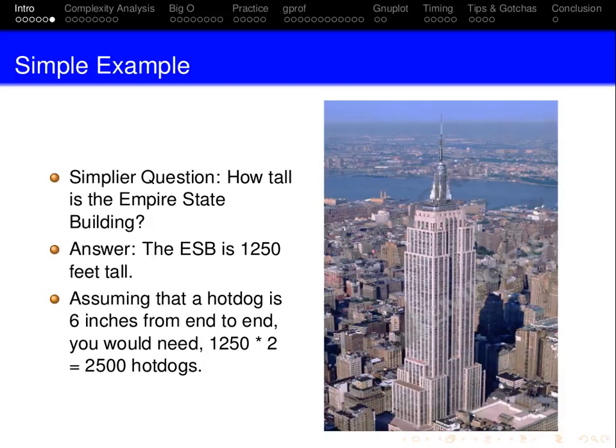So a simpler question is, how tall is the Empire State Building? I think it's 1,250 feet tall. So roughly, if you have foot-long hot dogs, assume a hot dog is 6 inches and you stack it from end to end, so it's 2 times that, 2,500. And if it balances, you have to assume that there's no wind and everything's tied together or something.